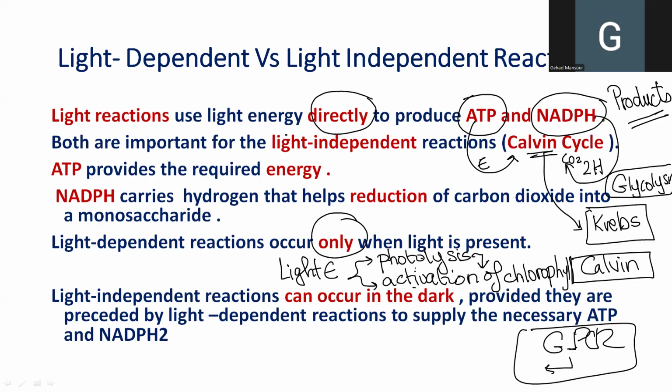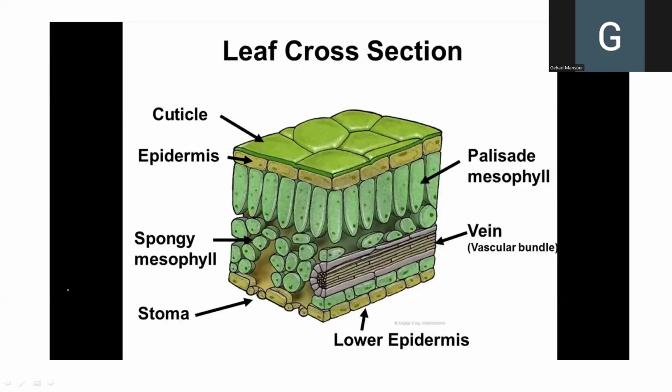But until we reach those details, you can just say that light energy is important because, this is the simplest way you can answer why light energy is important, it is converted into chemical energy that will be stored in the bonds of glucose. On the other hand, light-independent reactions can occur in the dark, as we said, provided they are preceded by light-dependent reactions to supply the necessary ATP for energy and the necessary reduced NADP for reduction of carbon dioxide.